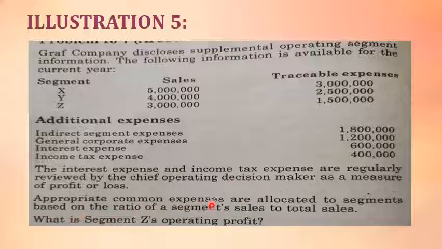So, appropriate common expenses are allocated to segments based on the ratio of a segment's sales to total sales. How much is the total sales? 5 plus 4 plus 3 is 12 million. So, ganun daw, ina-allocate yung common expenses nila. So, what is segment Z's operating profit? So, hanapin natin yung operating profit ni segment C based dyan sa given na yan.